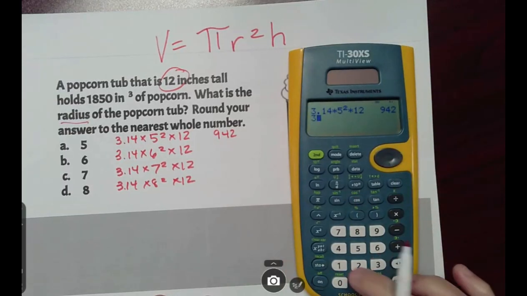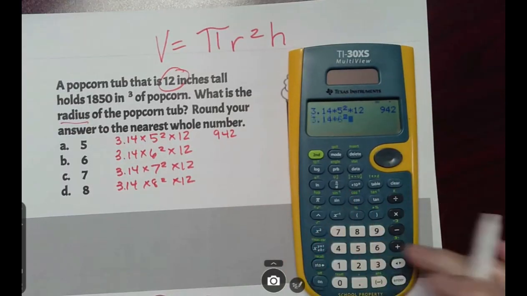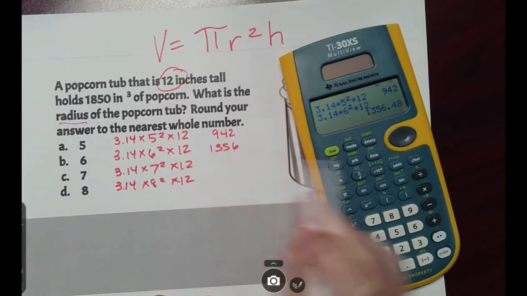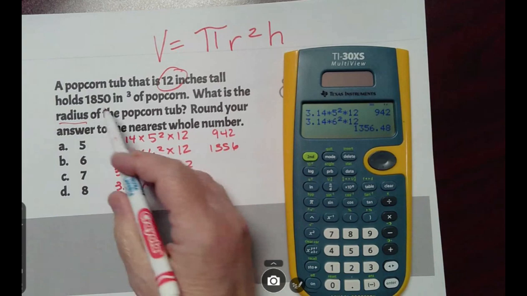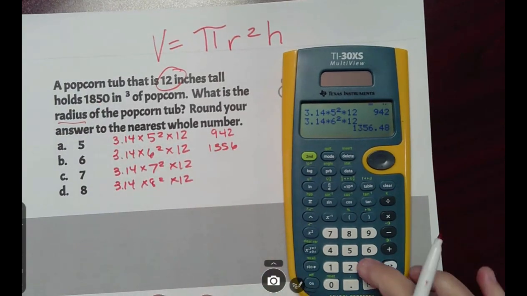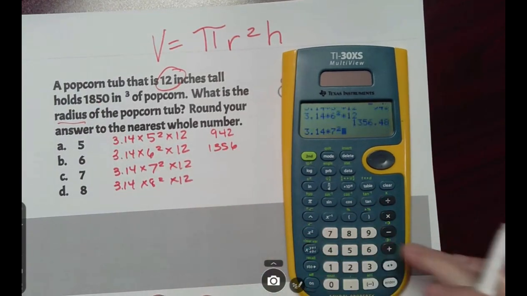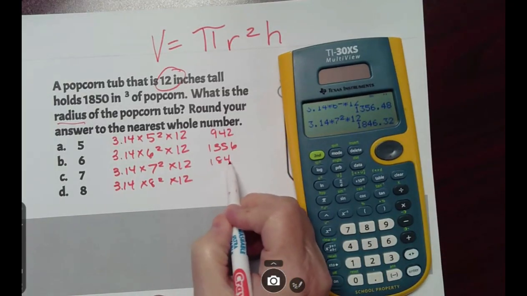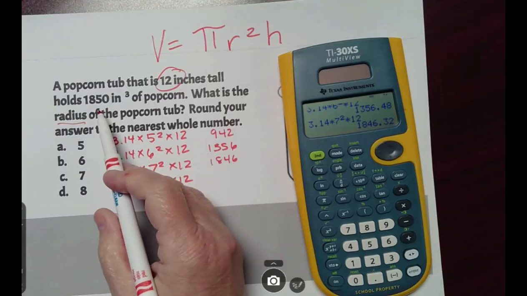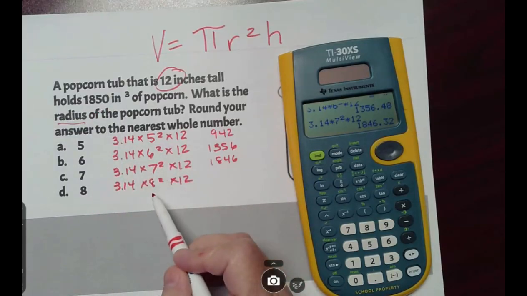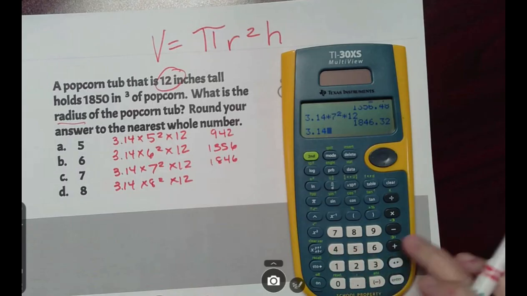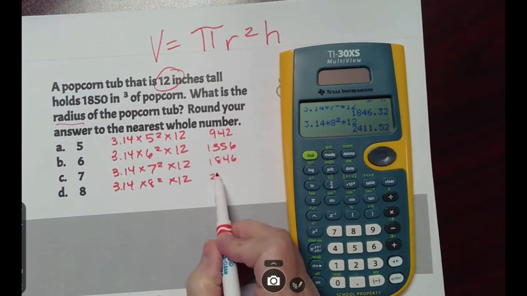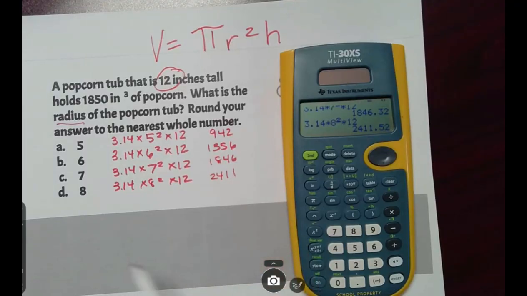Okay, 3.14 times 6 squared times 12. I got 1356.48. We're getting closer, but not there. Let's look at 7. 3.14 times 7 squared times 12. 1846. Well, it's not 1850, but it's pretty darn close. I bet this last one is going to be too high. 3.14 times 8 squared times 12. 2411. Which one is closest?